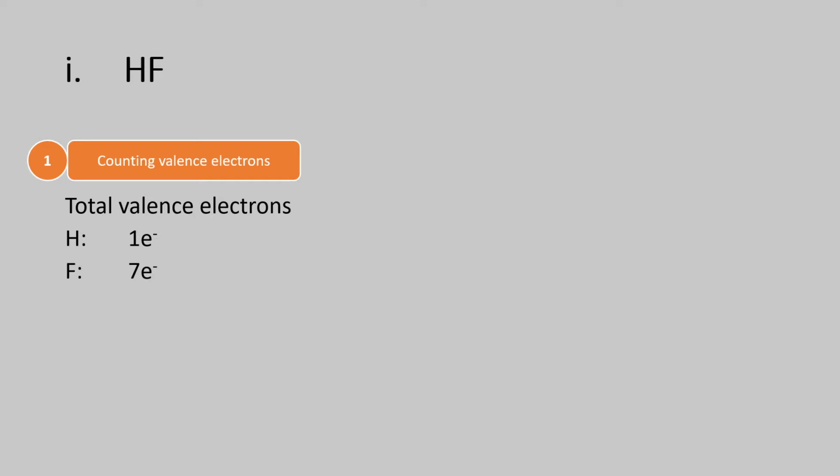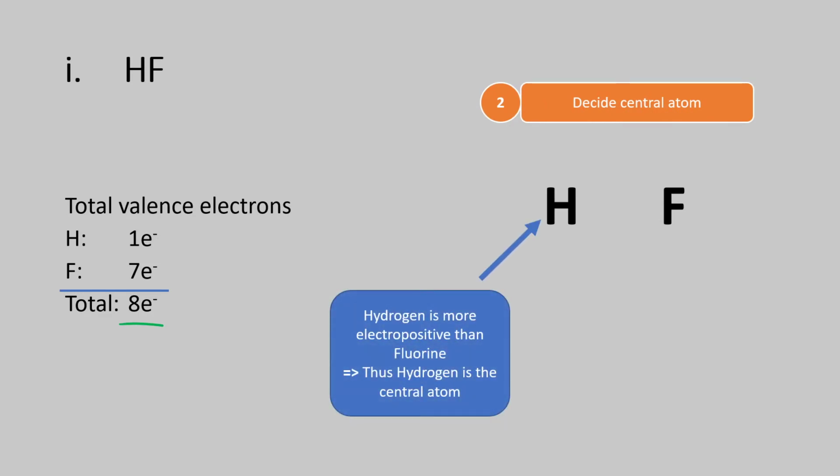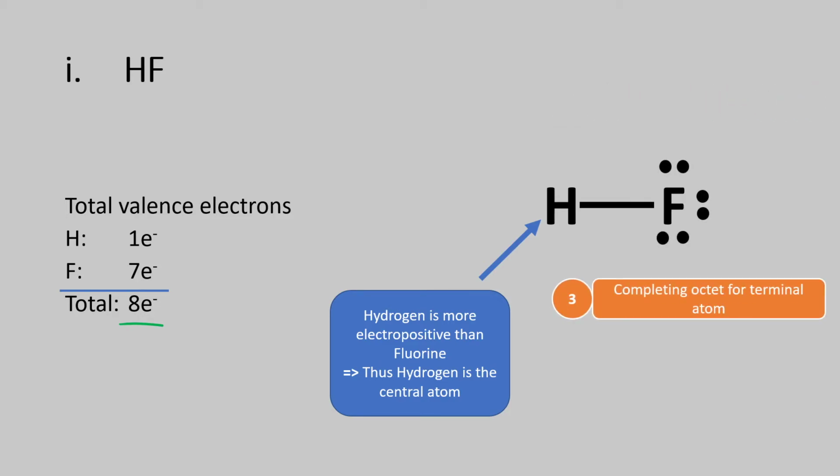So first, valence electrons: we have 1 for hydrogen and 7 for fluorine, and we total the valence electrons. So we have 8 valence electrons. Okay, makes sense. So now the second step, we decide the central atom. The central atom is the atom that is more electropositive. Fluorine is the most electronegative atom.